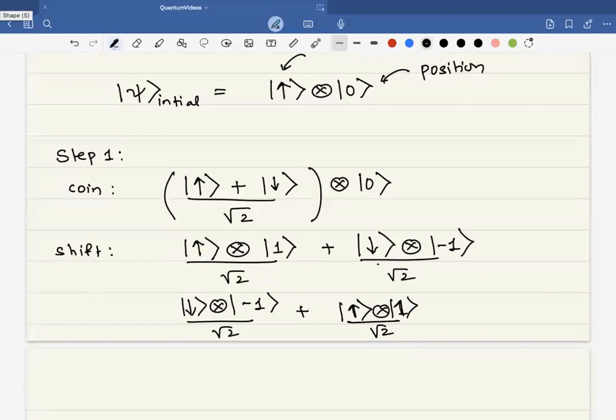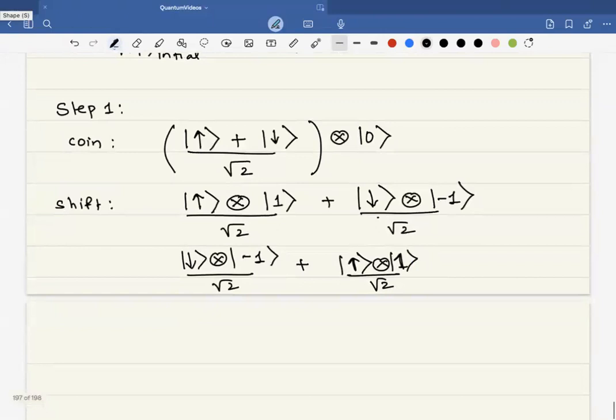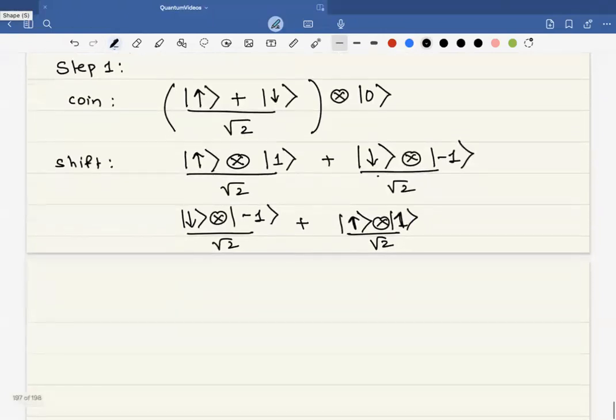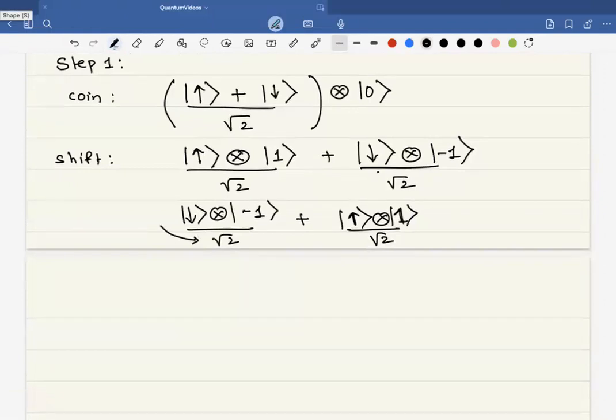Okay, at this point, if we choose to measure the walker, so we'll measure the position space, not the coin space, then these probability amplitudes will give the probability with which we will observe the walker. So the probability of observing the walker at -1 and 1, with probability amplitude 1 over square root of 2, will be 1 over 2. This also will be 1 over 2, just like the classical walker, right?